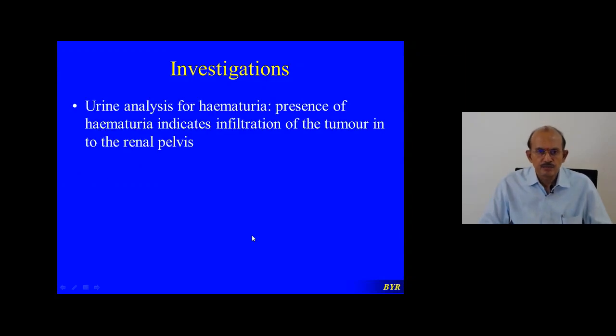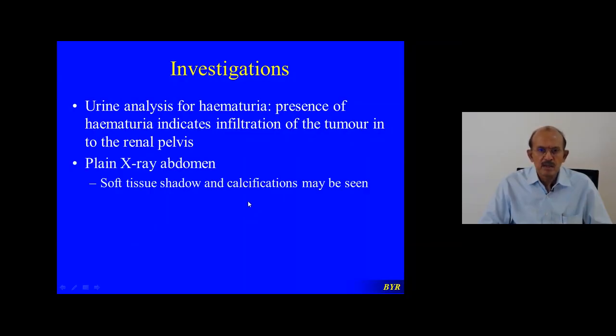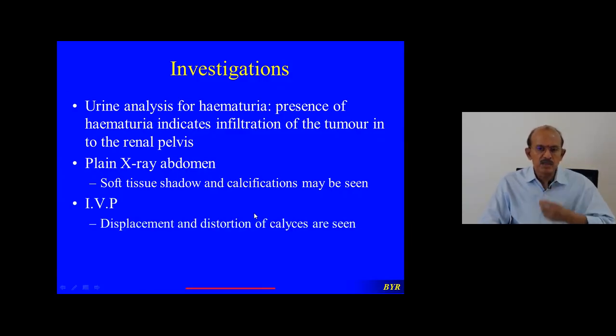Investigations: urine analysis for hematuria. The presence of hematuria indicates infiltration of the tumor into the renal pelvis. Plain X-ray abdomen, soft tissue shadows and calcifications may be seen. Intravenous pyelography, displacement and distortion of calyces are seen.